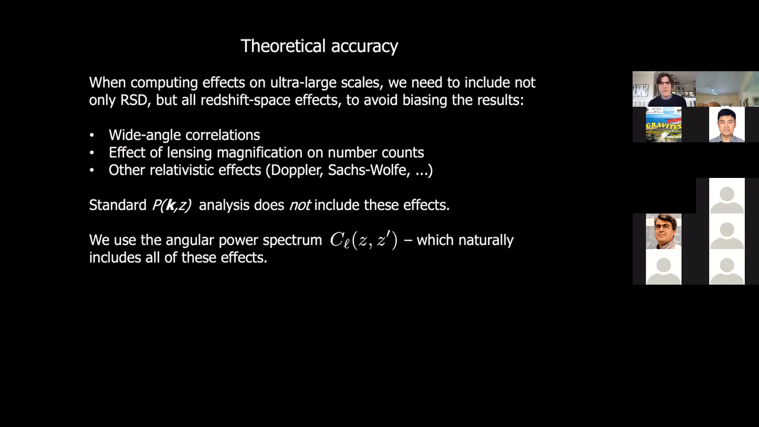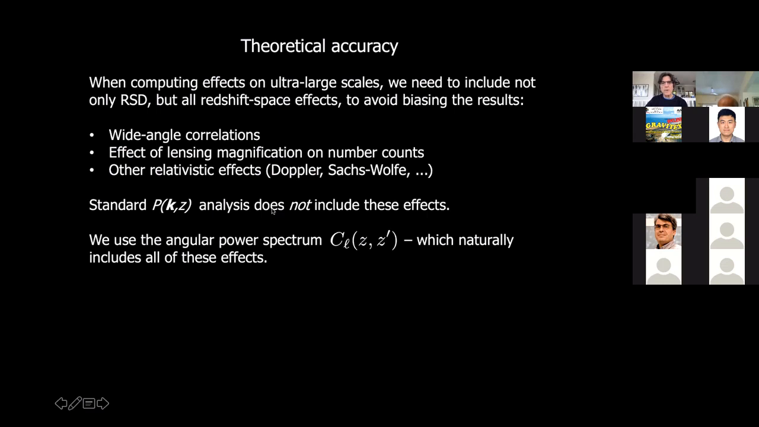Now, if you use a standard power spectrum analysis in Fourier space, none of these effects is included. You can include wide-angle correlations, but in a perturbative sense, and you can include the Doppler term, but without full wide-angle correlations, and that's a bit of a problem because the two things tend to cancel each other at some level. And you can't really include lensing magnification in Fourier space. I mean, there are ways around this and people are developing it, but it's very difficult.